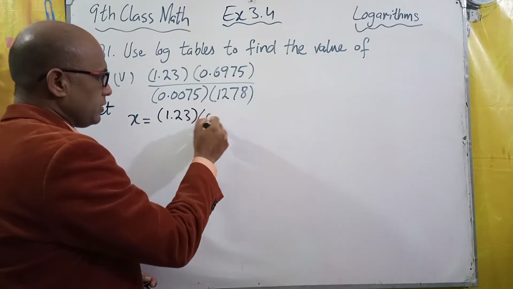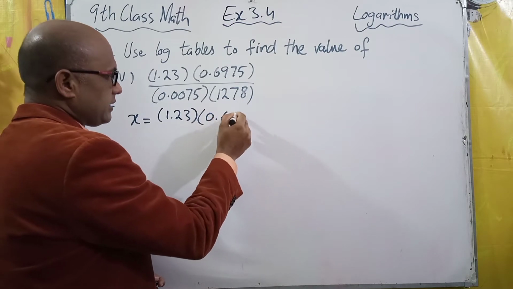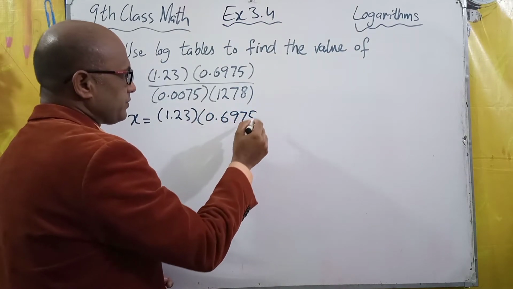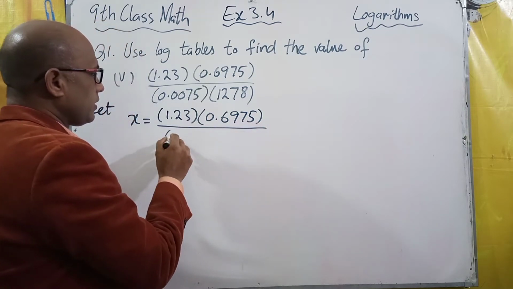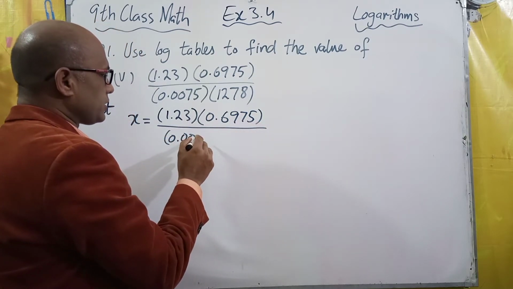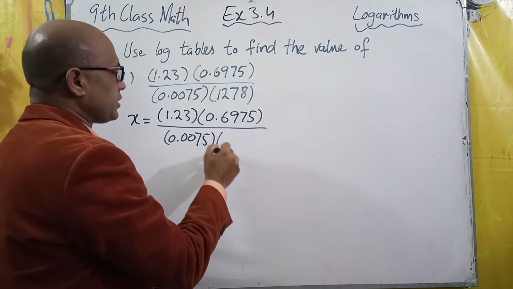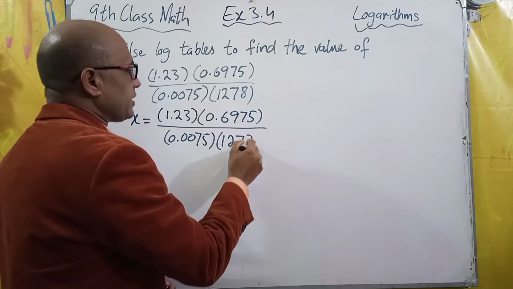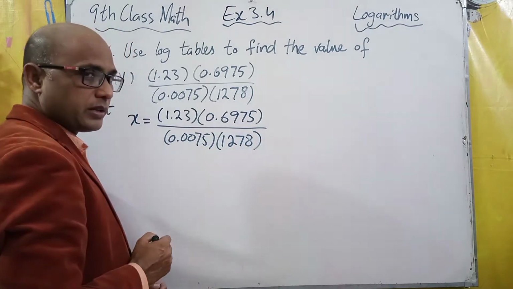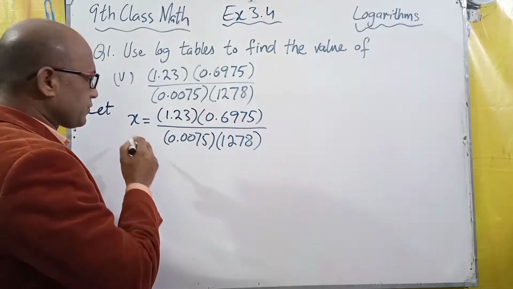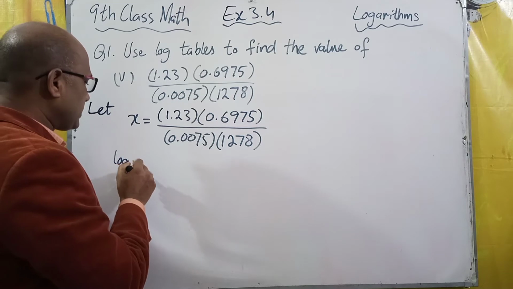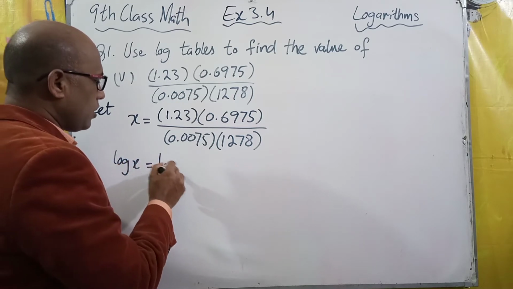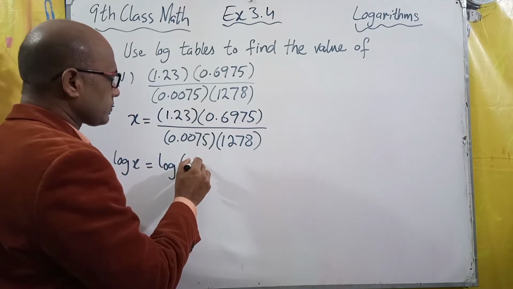x = 1.23 into 0.6975, whole over 0.0075 into 1278. Then we have to take log on both sides. Taking log on both sides.